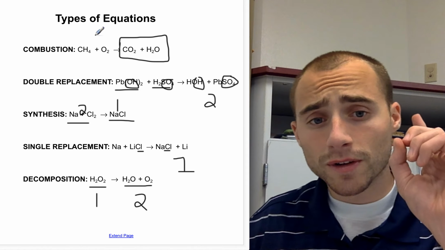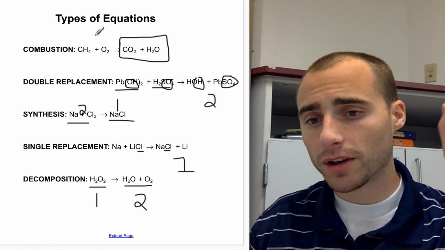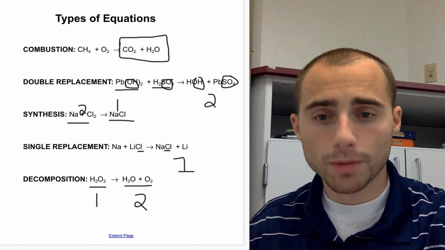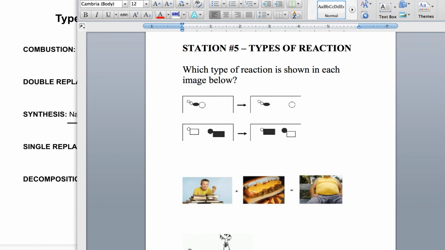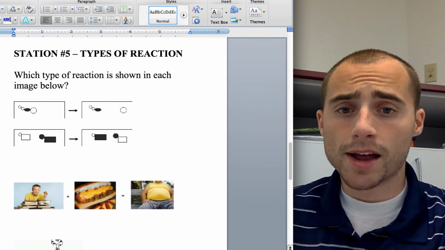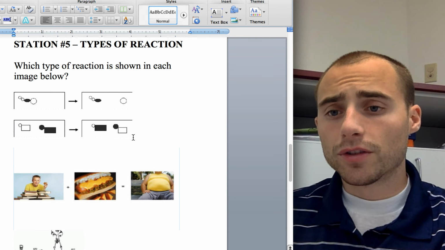Each of these examples is very valuable to you. I recommend taking down the examples of combustion, double replacement, synthesis, single replacement, and decomposition. Also, I'm going to pull up a Word doc real quick to show you the pictures. We went through this in the gallery walk today. These are some pictures that you'd like to see.